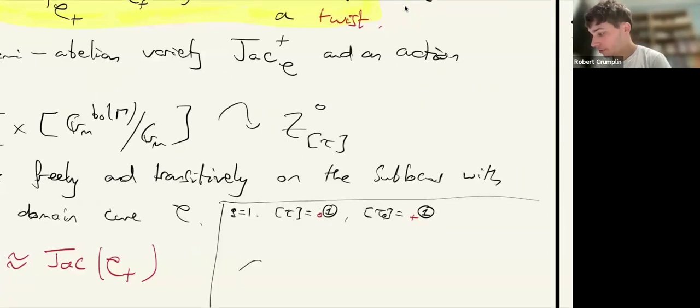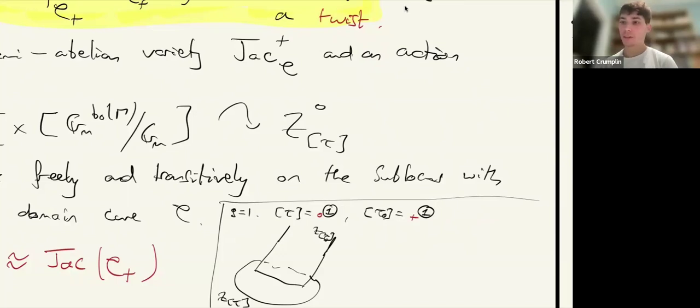So we have some locus like this, and meeting it transversely is another locus. So this bottom piece is going to be z tau. This top piece is going to be z tau circ. And now I'll tell you explicitly what points in this locus look like.